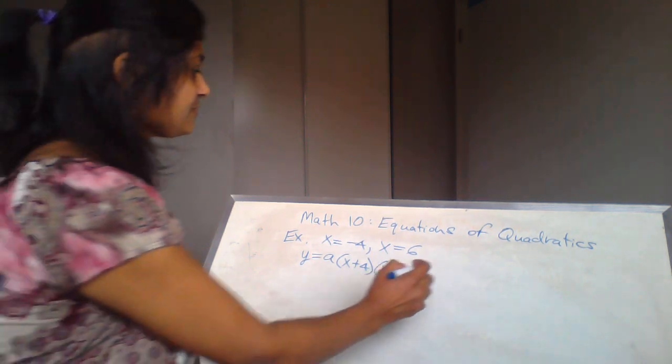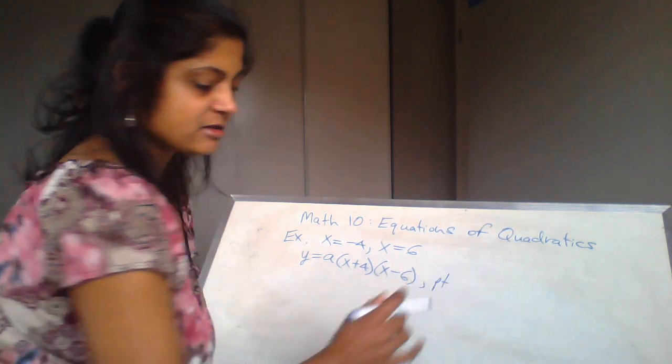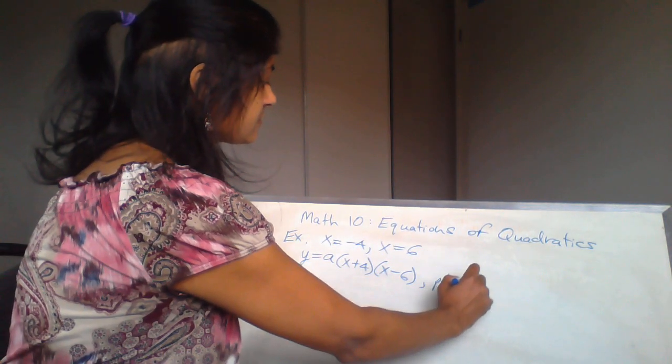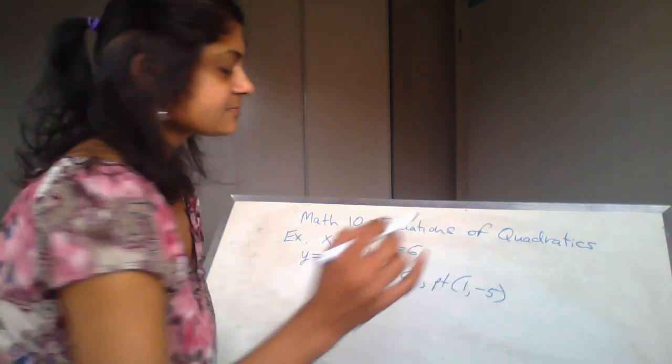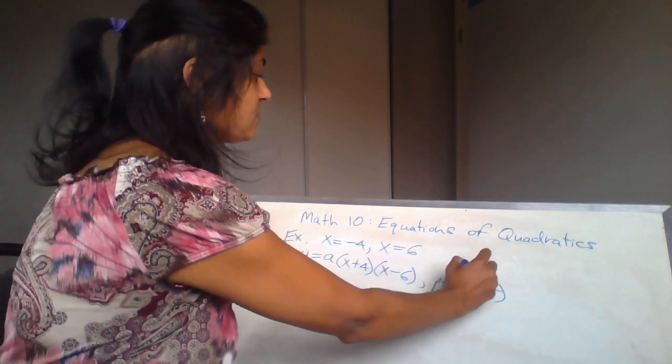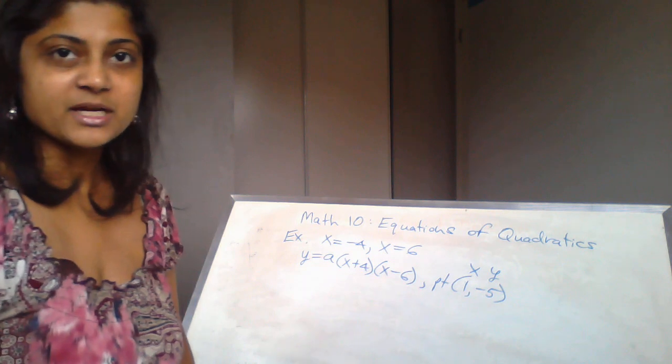Okay? And now this is a point. So they always give you a point that is on the parabola. I have 1 and negative 5. Okay? I'm just going to use this point for x and y, and I'm going to plug it into my equation.